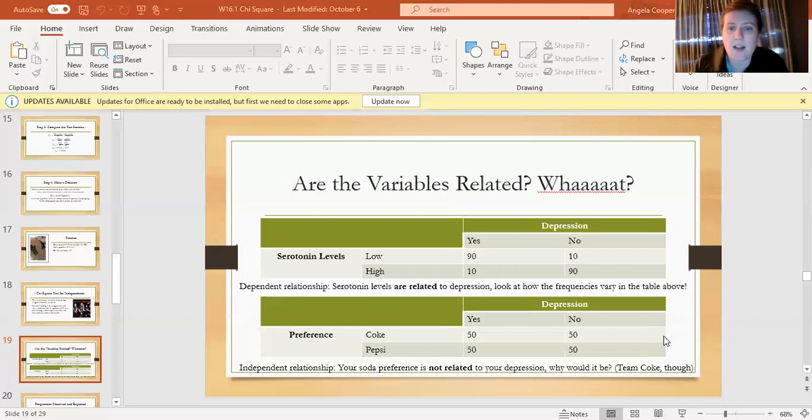That's telling us that there is not a dependent relationship between your soda preference and depression. These two things are not related. And why should they be? That makes no sense. If you are more prone to drink Coca-Cola, that doesn't mean you suffer from depression. Soda preferences and your mental health typically aren't related. So they have an independent relationship.